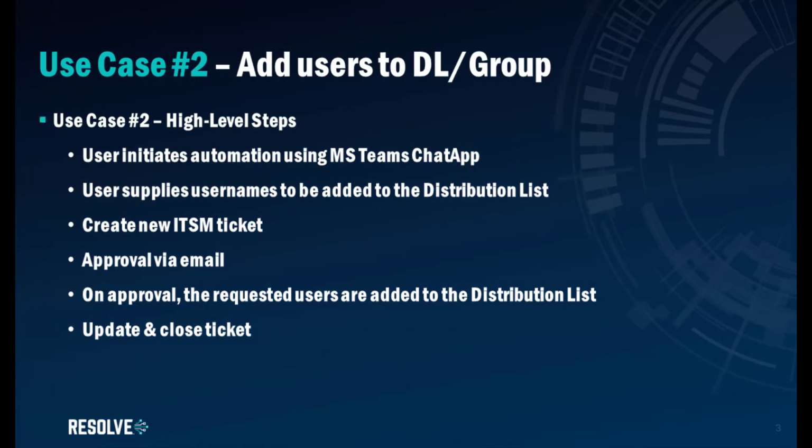For the second part of this demonstration, a user will now be able to add additional users to an existing DL group, again, all through our Microsoft Teams chat app. A ticket is created for tracking purposes. However, if the requesting user is not the owner of the DL group, then Resolve will obtain approval from the DL owner, again via email or within Teams, and then add the requested users to the DL group. Finally, the ticket is updated and closed.